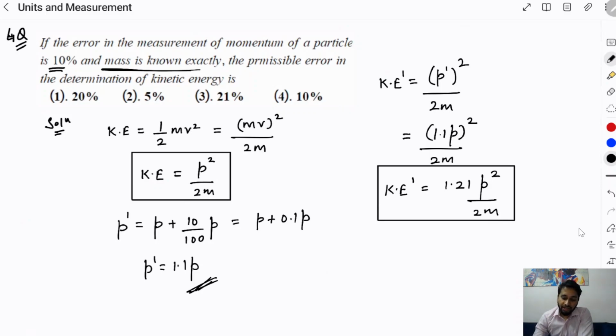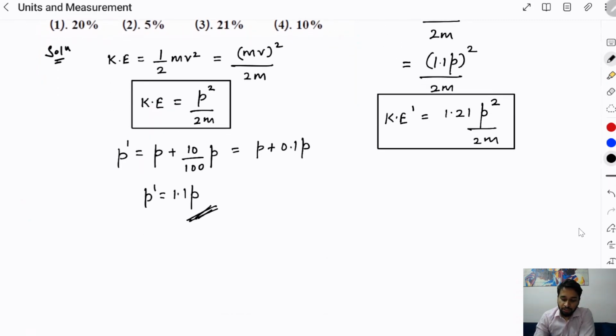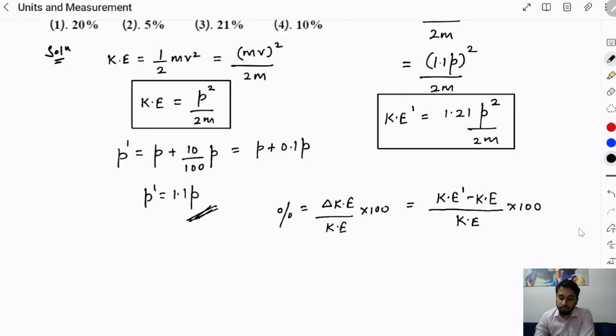Now we can find the percentage error. The percentage error in the measurement of kinetic energy, that will be delta Ke by Ke into 100. Okay, so delta Ke will be the error value K dash minus the true value, divided by true value into 100. Fine.